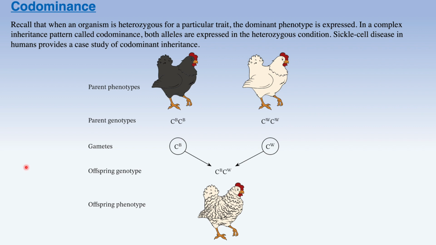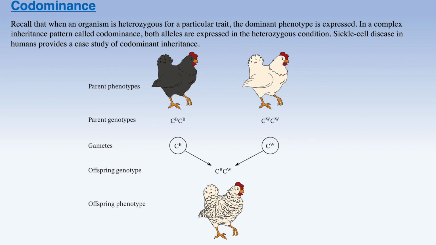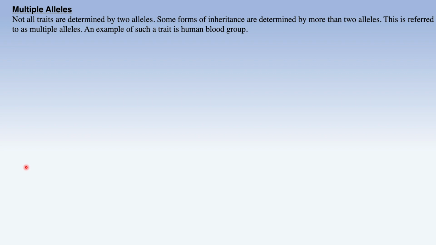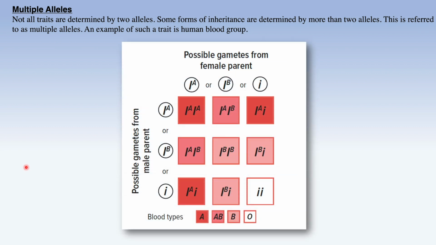Moving to the third example of complex inheritance, which is inheritance of multiple alleles. Usually, we know that each trait is inherited by two different forms of genes, two alleles. But here, because it is complex inheritance, we'll start talking about multiple alleles inheritance. The main example of this inheritance is the blood group. Now, the blood group has three alleles, as we can see here.